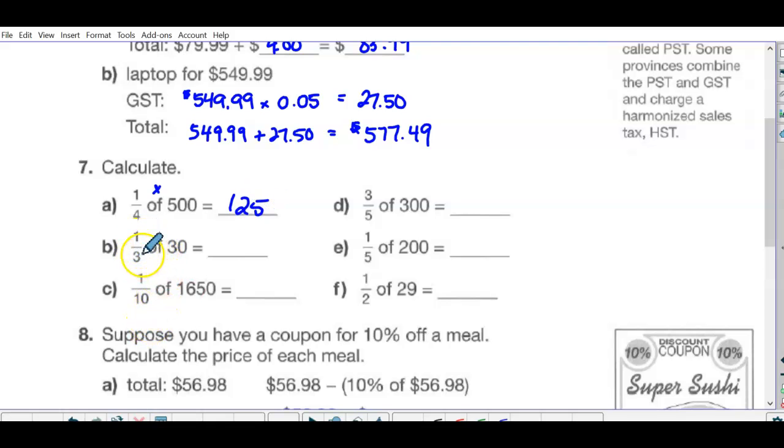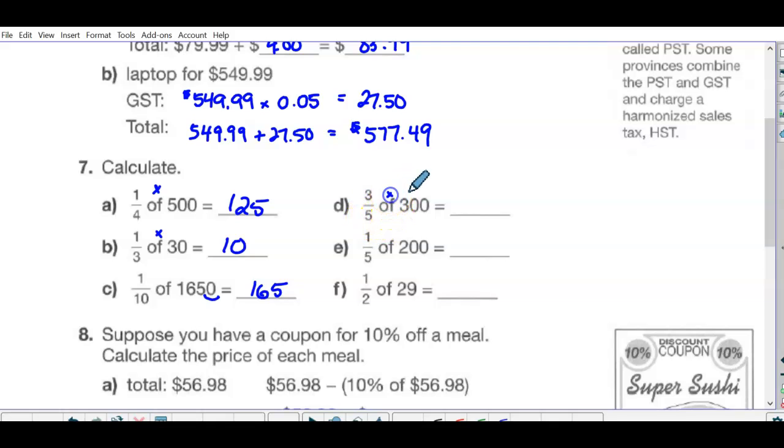Same thing here, a third of 30. Now you can see 3 goes into 30 10 times, so that's just going to be 10. You're really just dividing 30 by 3, dividing 500 by 4. Dividing 1,650 by 10 moves the decimal place. So, oops. So 165.